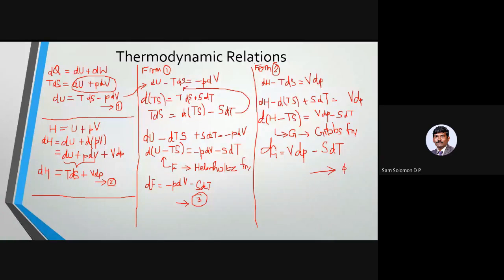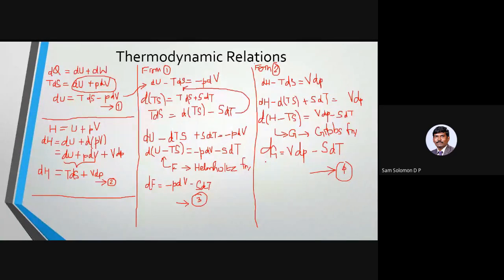And if you look at all the 4 equations, from equation number 1 and 2, it's very clear that change in internal energy is a property, temperature is a property, pressure is a property, volume is a property. Enthalpy is a property, entropy is a property. We have not seen Helmholtz function and Gibbs function before. But if you look at the right-hand side, all are properties, so Helmholtz function should also be a property. Here, the right-hand side, all are properties, so Gibbs function should also be a property. So equations 1 to 4, everyone is a property.